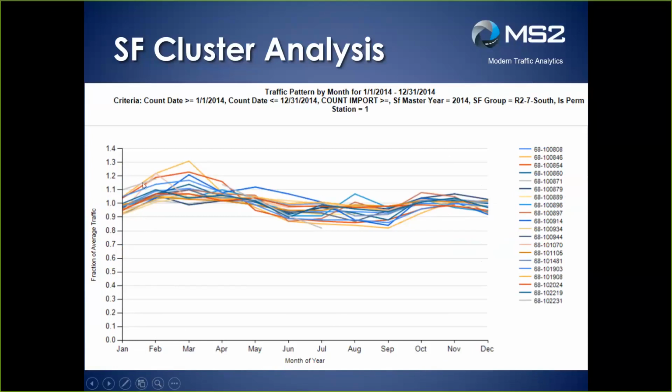So every station exhibits similar patterns. After you clear out all the abnormal stations, now you have a group of stations for which you can compute average seasonal factors. So that's the goal of the clustering analysis.